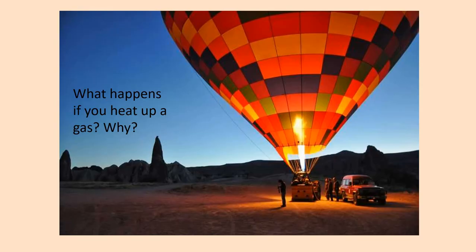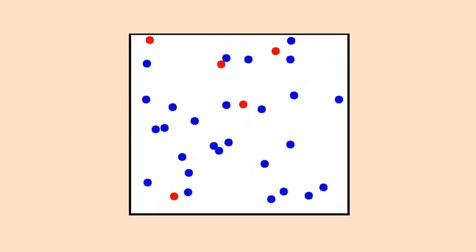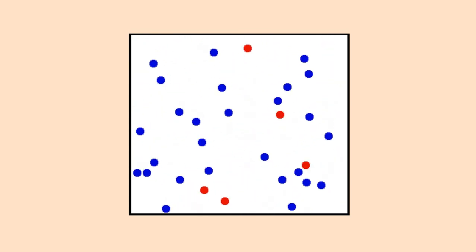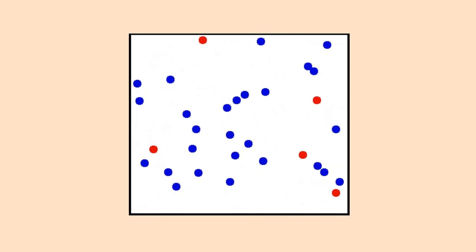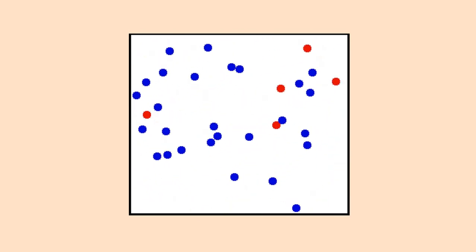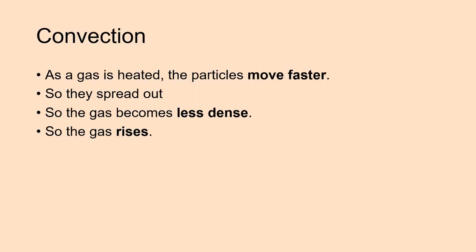Have a little think about what happens if you heat up a gas and why. The classic example of this is a hot air balloon. What happens when we heat up the air in a hot air balloon? Okay, so if we heat particles up, they move faster. They also begin to spread out more, and this lowers their density.